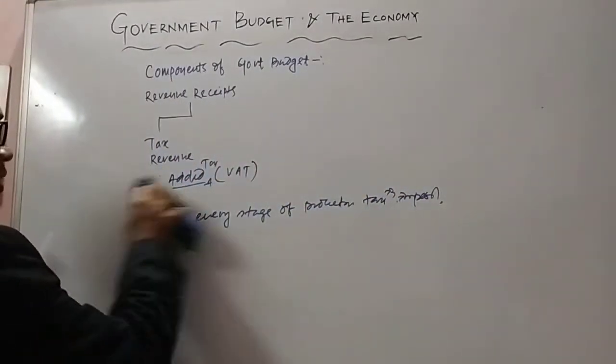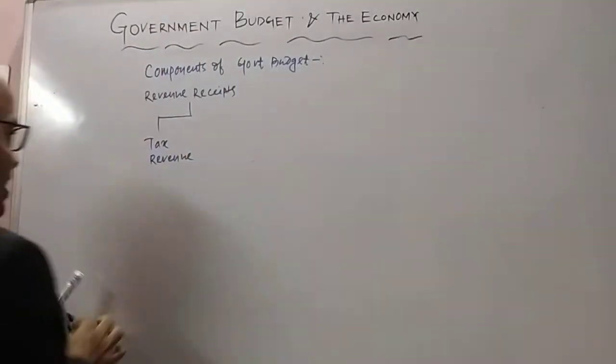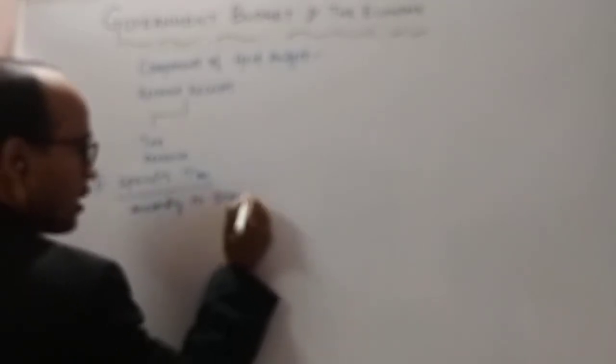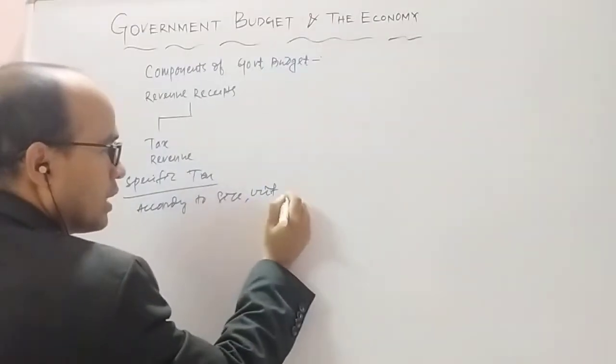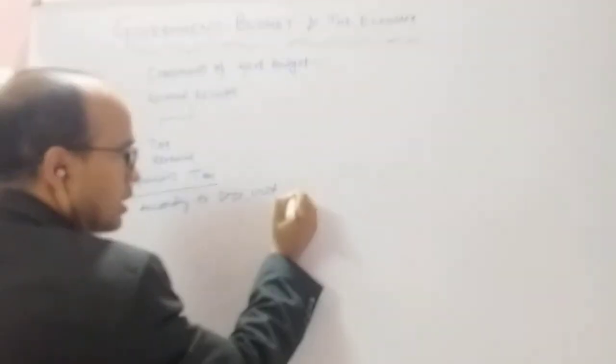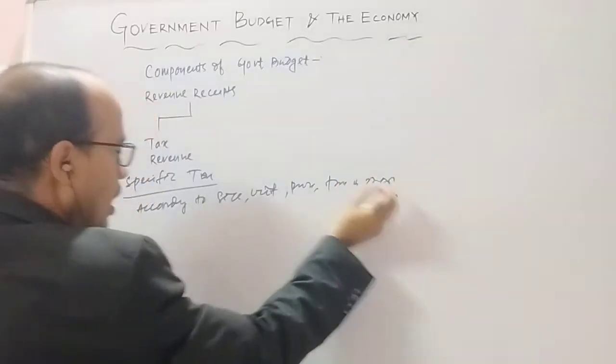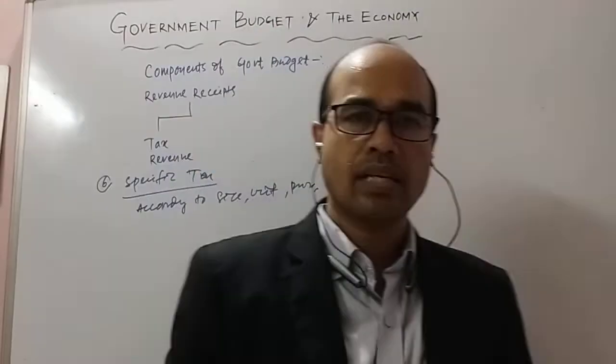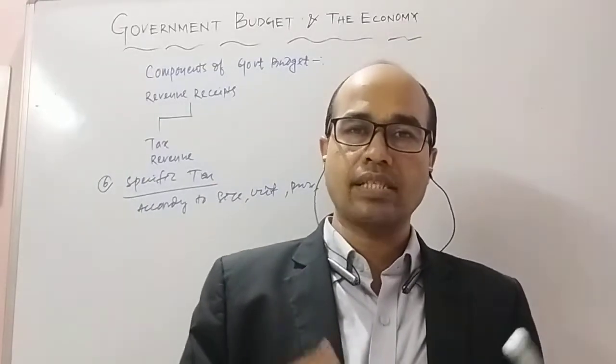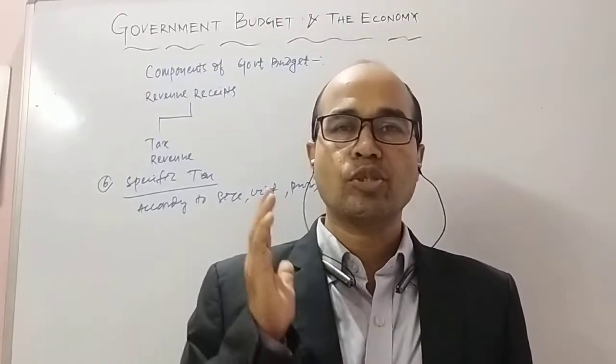Next is known as specific tax. What is the meaning of specific tax? According to size, unit, and price, tax is imposed. Are you getting it? According to the size or unit or price, the tax is imposed. That tax is known as specific tax.